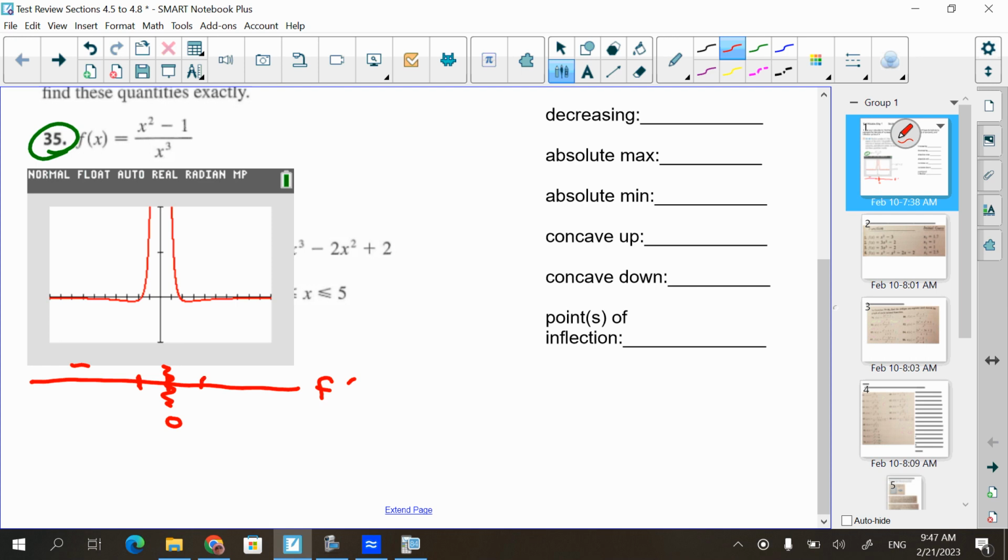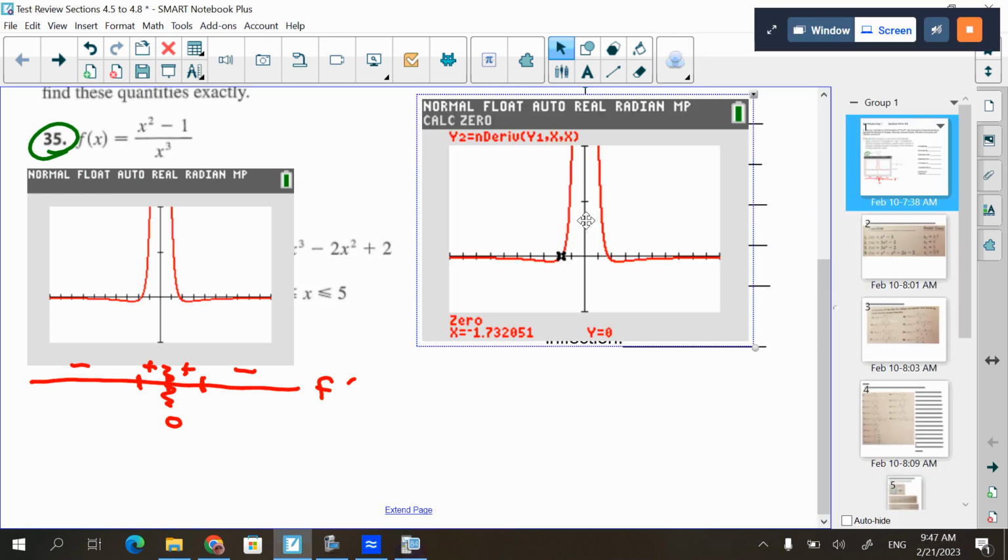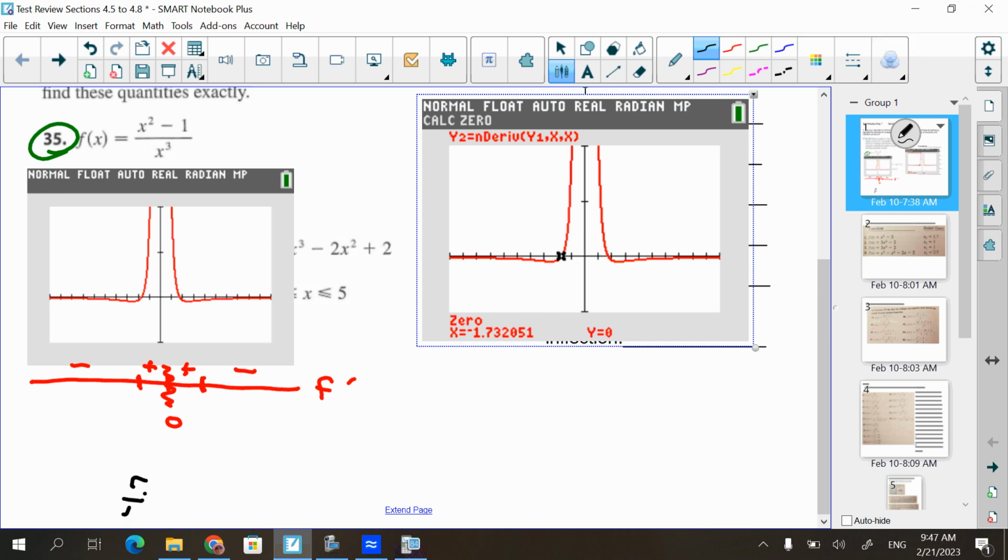And then it's hitting between, it looks like, 1 and 2 over here, but it looks like it's above the x-axis in here, and then it's below over here. So I at least have an idea of where it's increasing and decreasing. But I do need to know what those x values are. So I go to calculate, and then 0, and I look between -2 and -1, and press enter to go find it. And that gives me the first one, which is -1.732051.